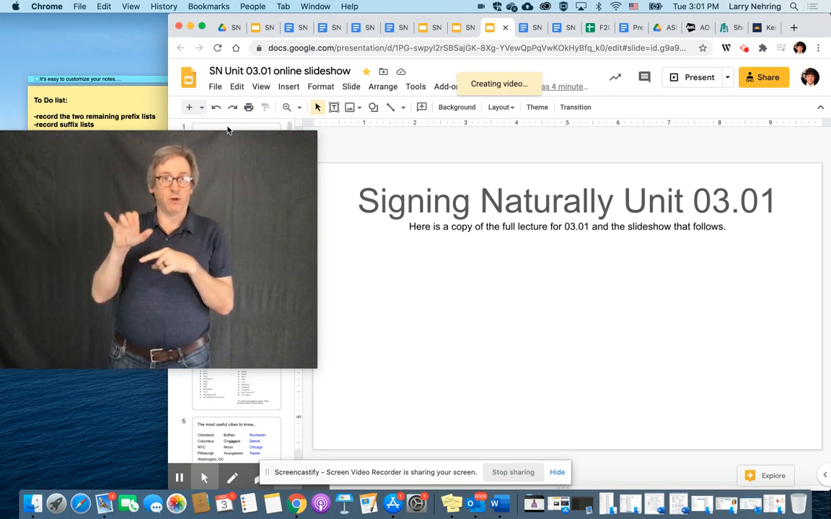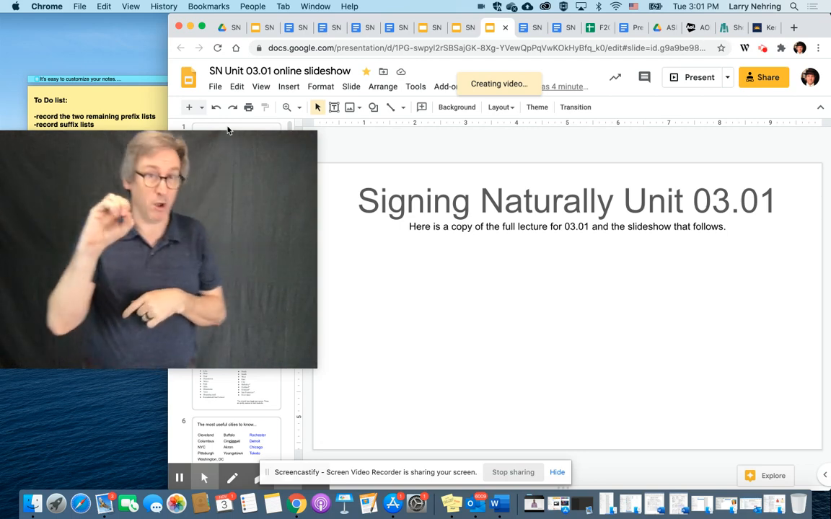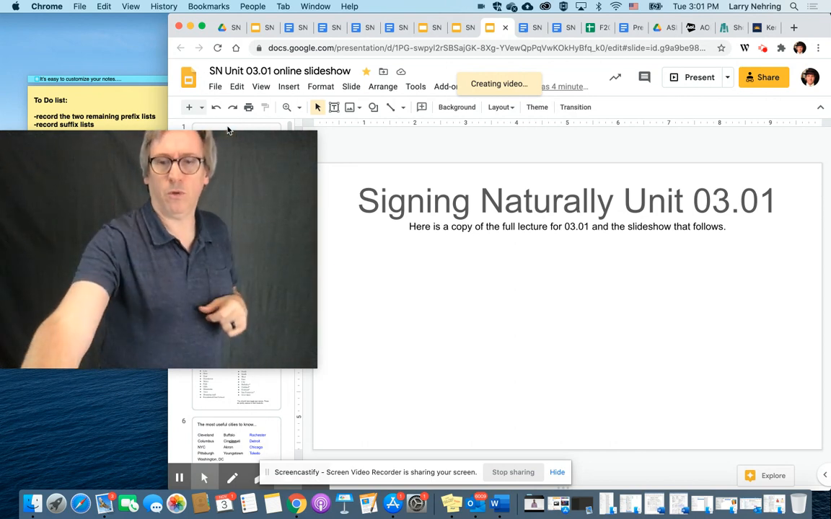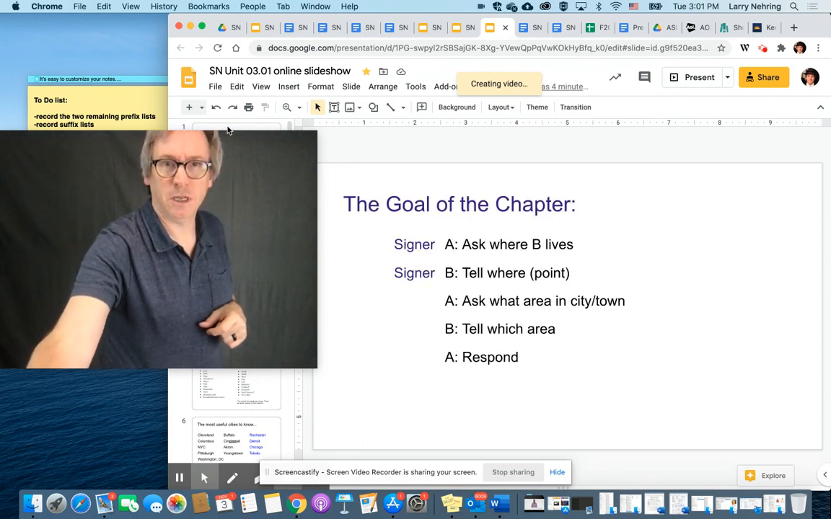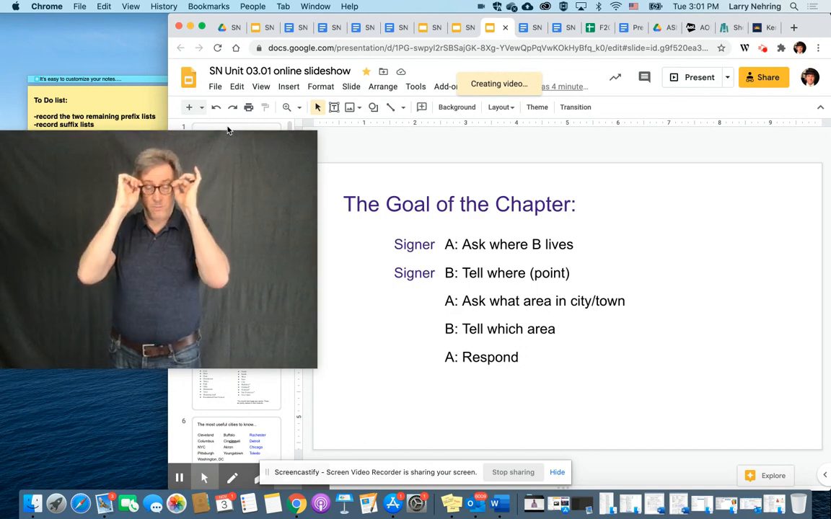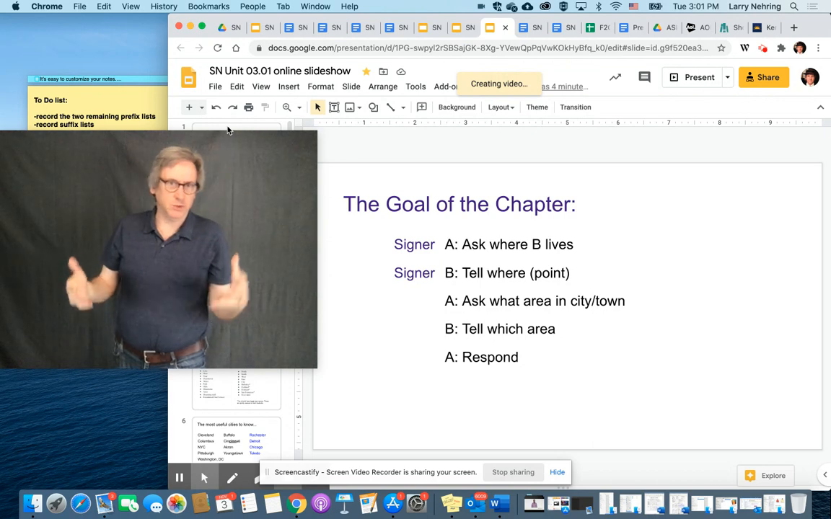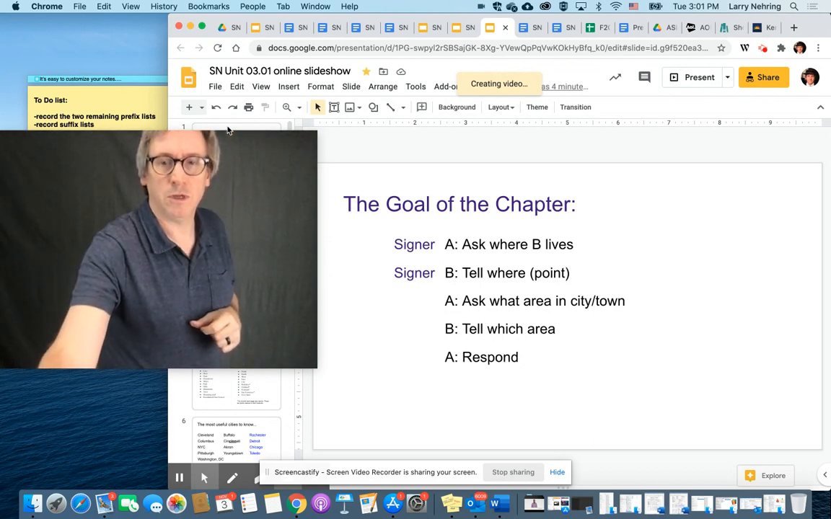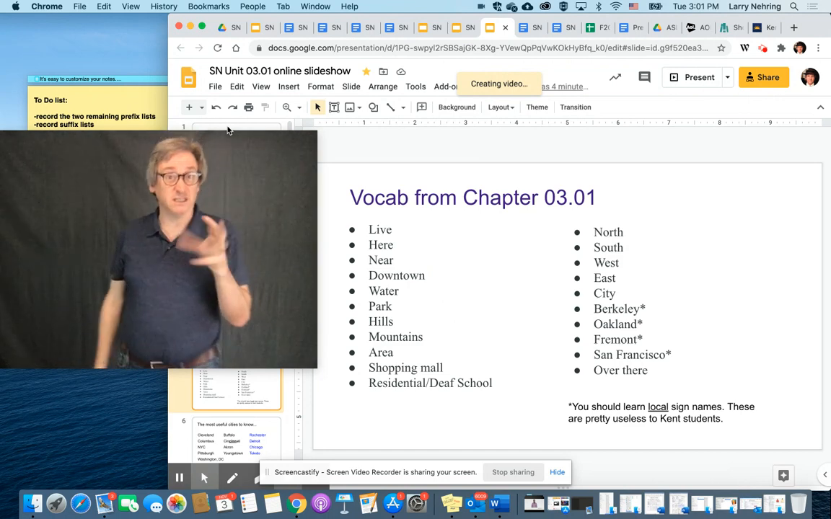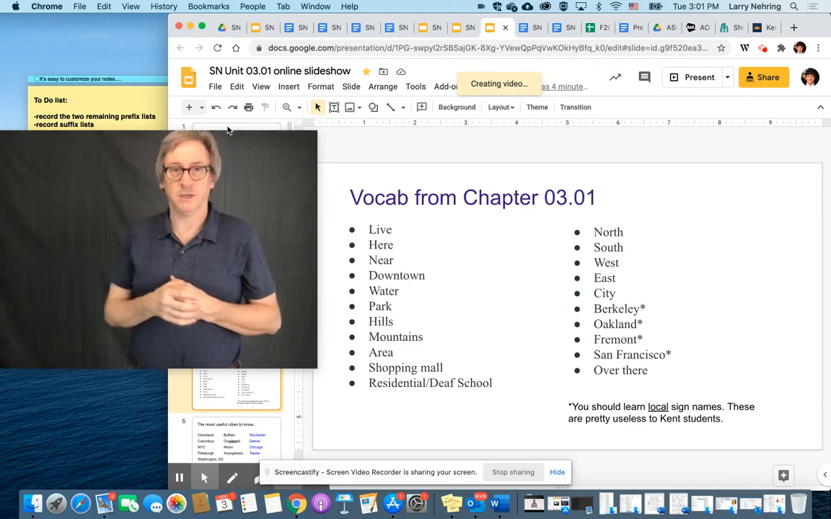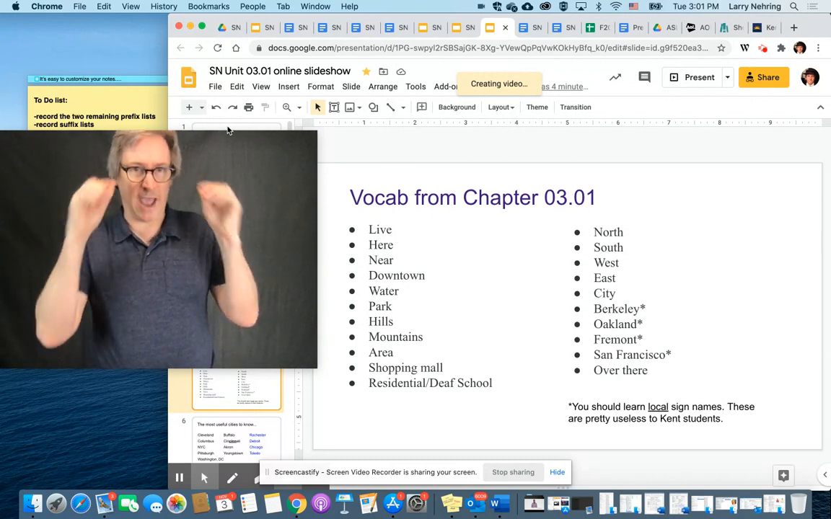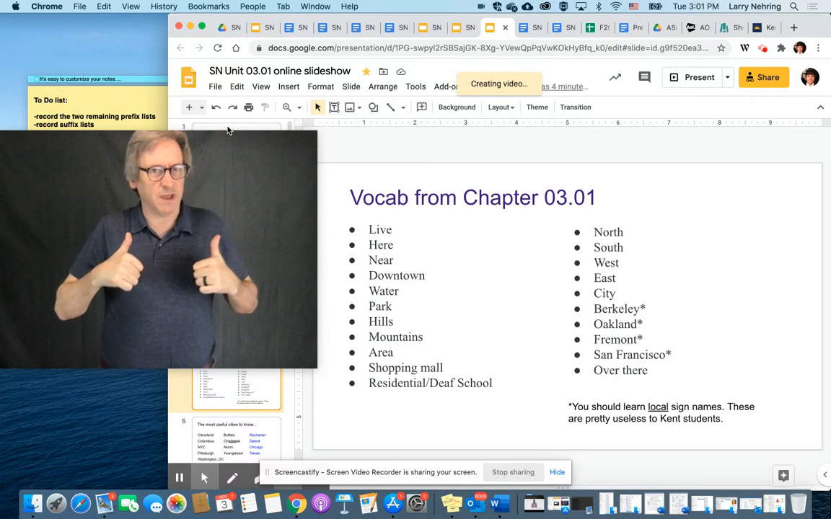Okay, so for Unit 3.01, this whole section is going to be about talking about where you live, what's in the area, what there is to do, things like that. So there's a bunch of vocabulary. We're starting to get into some of the vocabulary heavy units. And I will attach the slideshow that has all of the vocab, but we've done a bunch of them.